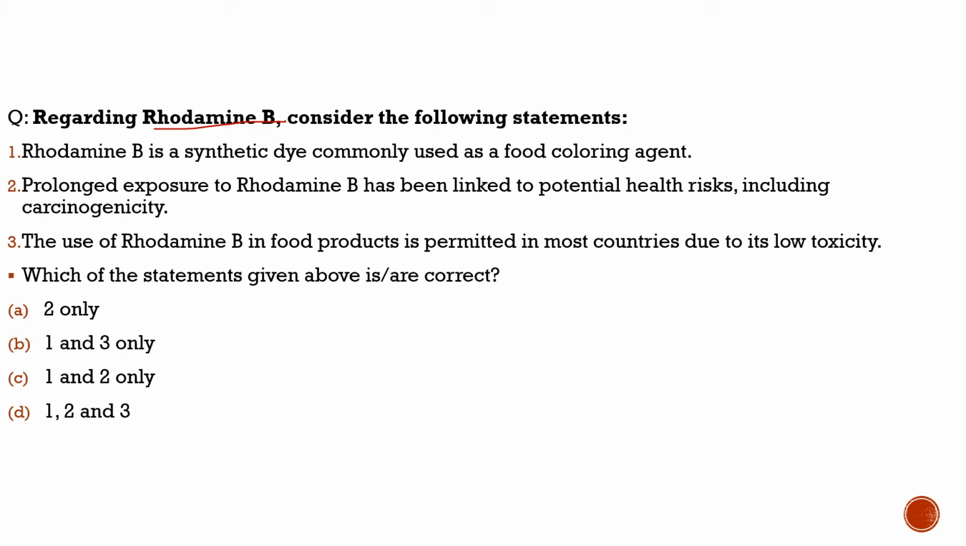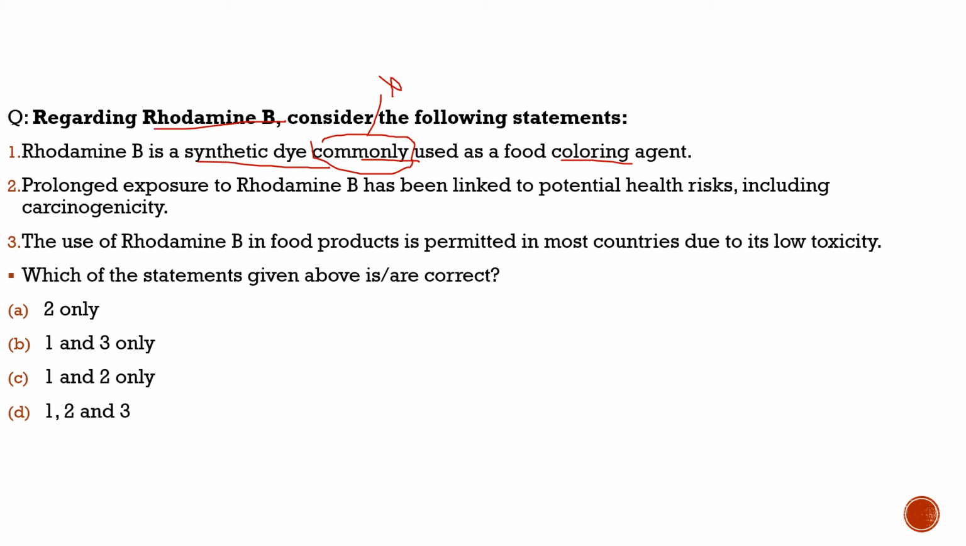First statement, rhodamine B is a synthetic dye, 100% correct, commonly used as a food coloring agent. Even though it is a synthetic dye and it is used as a food coloring agent, it is not commonly used because most of the countries have banned it. So this statement is totally incorrect. Even though it is used in parts of our country too, it is mostly banned. It is not commonly used. It is used as a food coloring agent, but it is done through fraud, not in the open. So it is not commonly used.